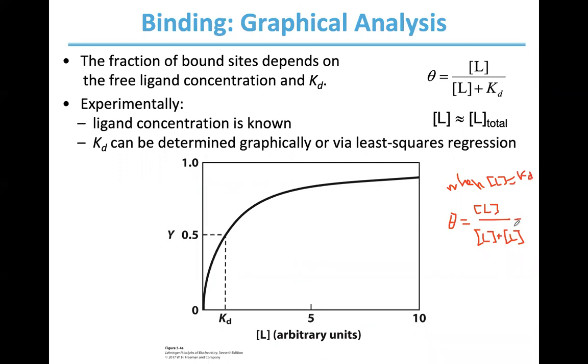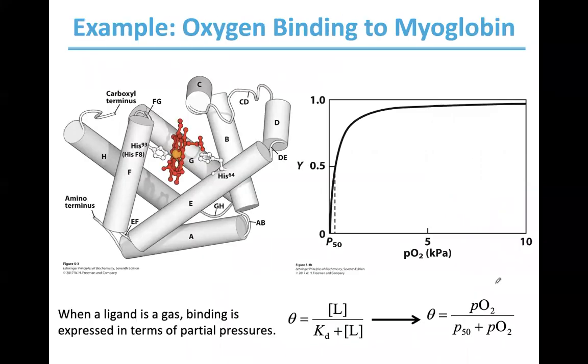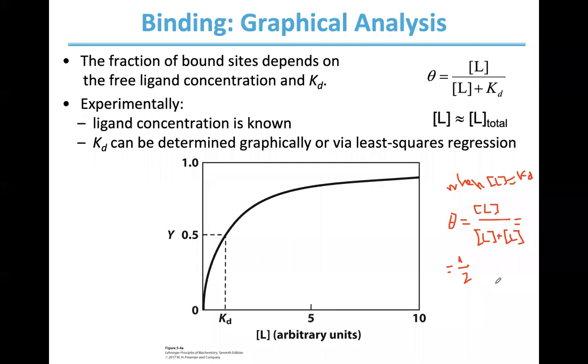One half. So again, you want the KD to be very small, right? So half of the binding sites will be occupied with a small concentration of the ligand. Okay. Just to clarify, so the KD equals the point at which half of the binding sites are occupied? Mm-hmm. Thank you.